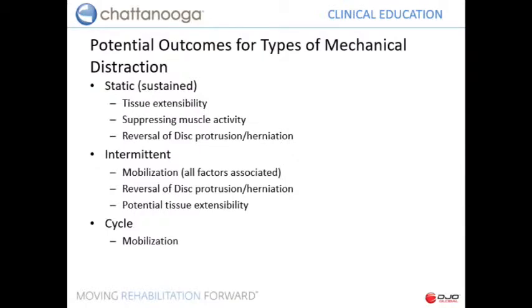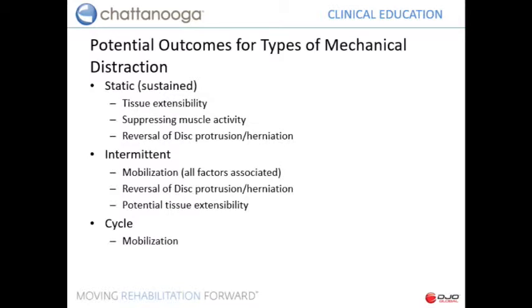So we look at static. Static's really good at tissue extensibility, because that sustained stress-strain relationship can result in plastic deformation of tissue. Suppressing muscle activity works really well at decreasing muscle tone by reducing motor neuron excitability. So if you have hypertonicity or spasm, we did some cool stuff. I think it's cool looking at the neurological influence, even creating symmetry between the right and left sides, not only of the paraspinals, but also the extremities. It can reverse a disc protrusion or herniation, because it creates negative intradiscal pressure.